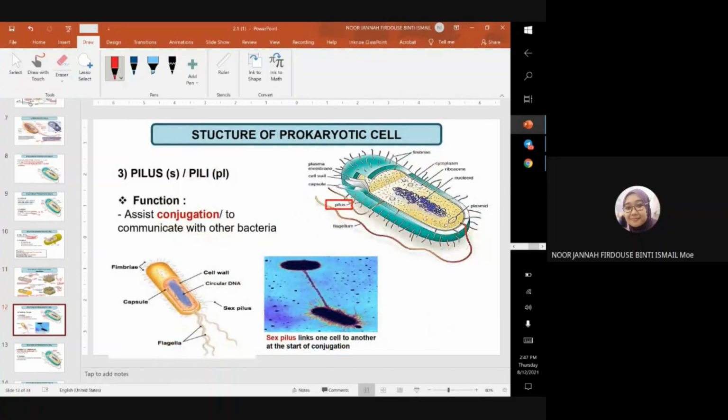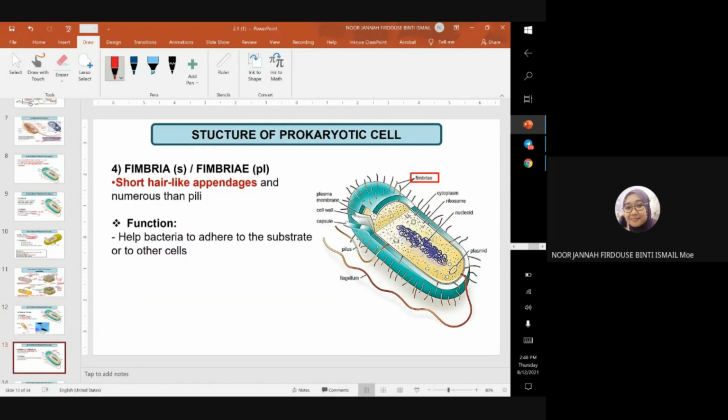The next structure is the pilus. Pilus is a structure that helps in conjugation. Pilus is shorter than the flagellum but longer than the fimbriae. So conjugation is a way of bacterial reproduction or microorganism reproduction. They can also use the pilus to communicate with other bacteria.